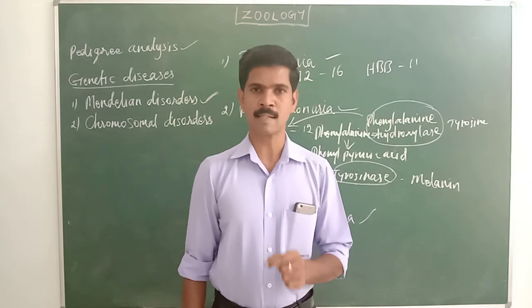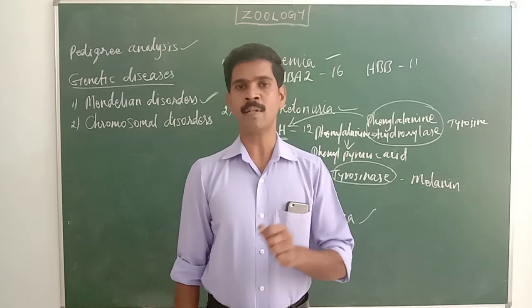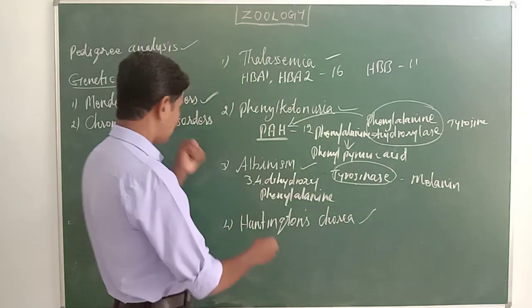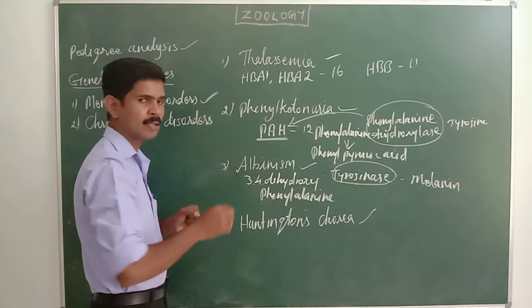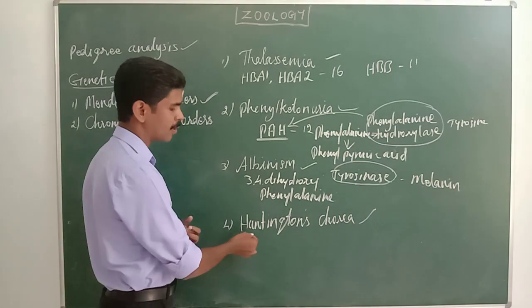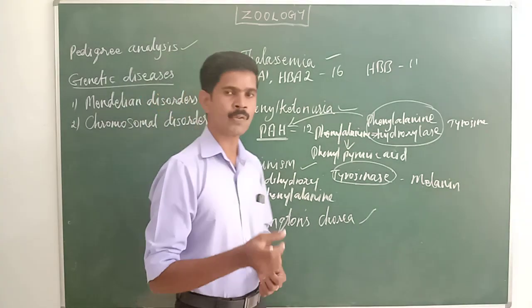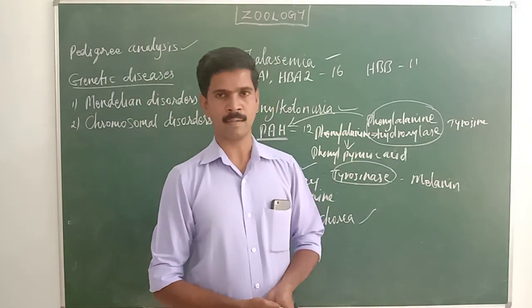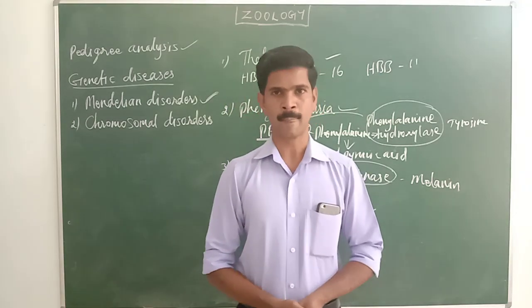The reason for this disease is an autosomal dominant gene. And the reason for these three diseases is an autosomal recessive gene. But here, the reason for this Huntington chorea disease is an autosomal dominant gene. Understand?